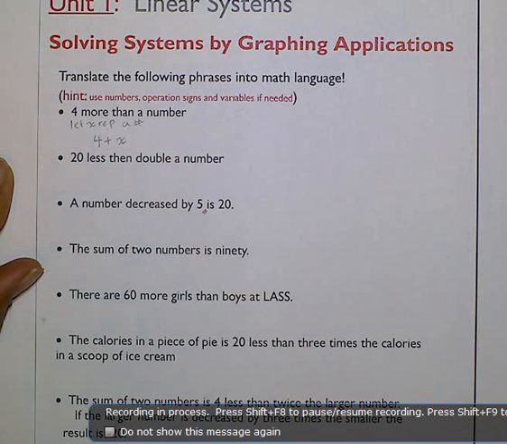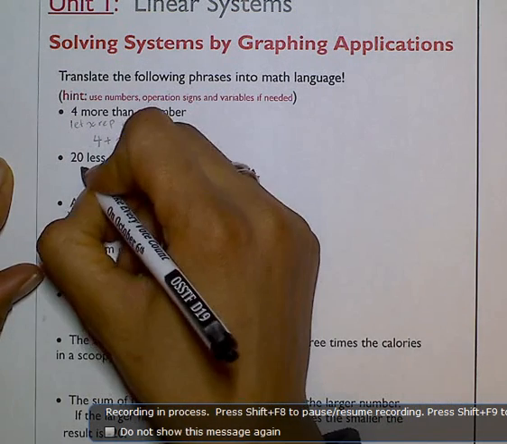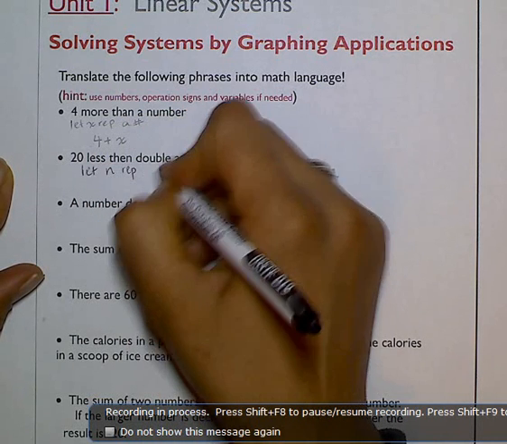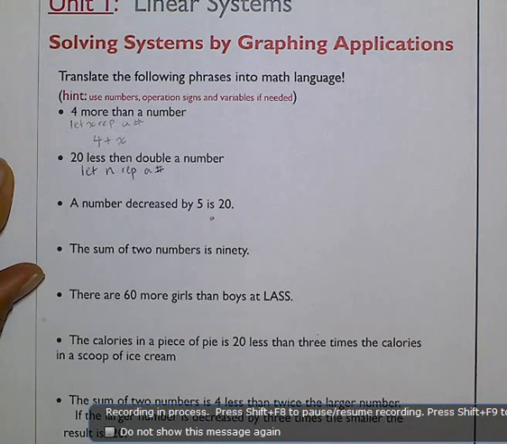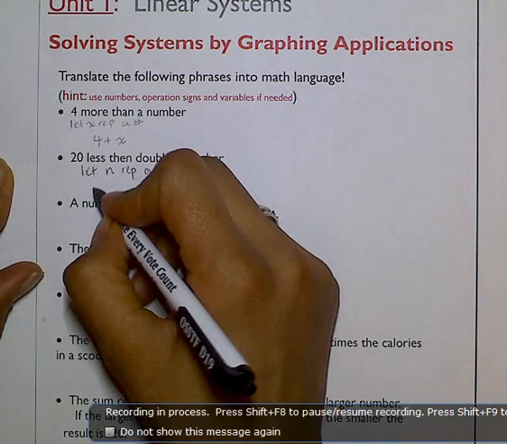Next one is 20 less than double a number. So again, in this case, I'm going to say let n represent a number. You can make any letter represent a number. And it's 20 less than double the number. So we're going to double the number, and then we're going to do minus 20.